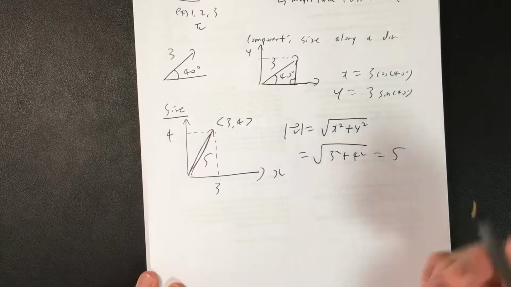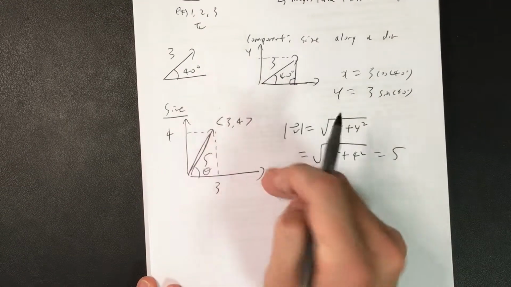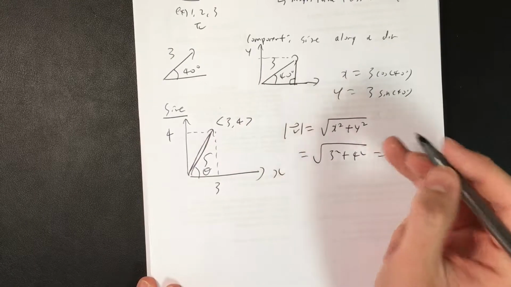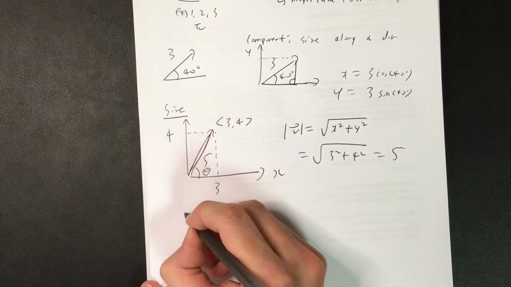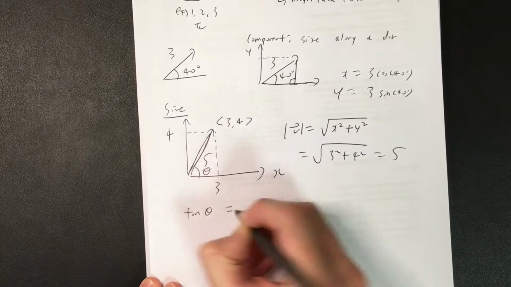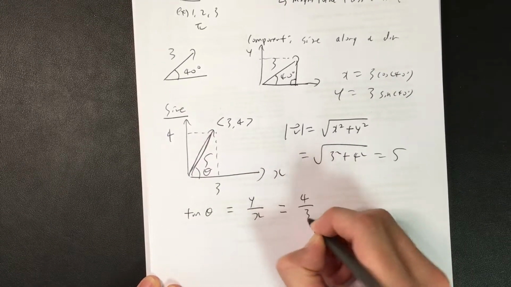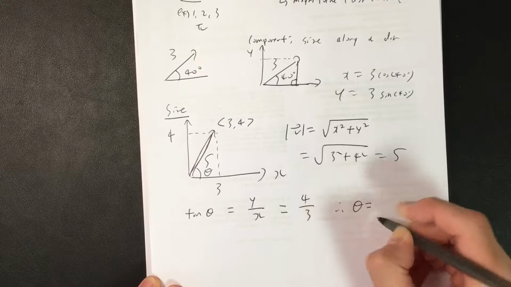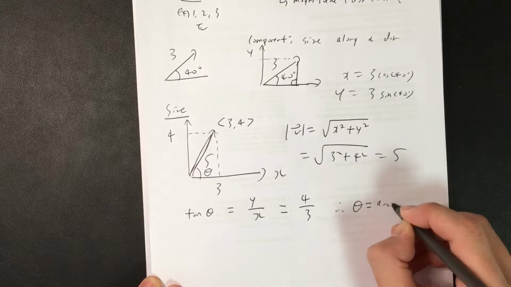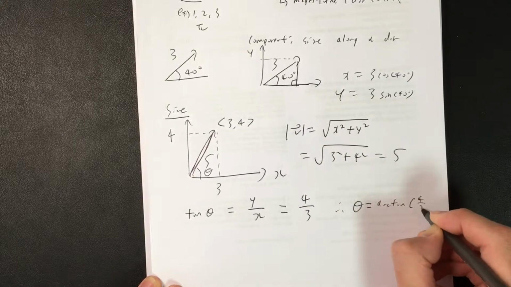If I want to get the angle that it makes along the x direction, then I can also use trigonometric identities, in which tangent of theta is equal to y over x. In this case, this would be 4 over 3. Therefore, I can claim that the angle theta is simply arctangent of 4 over 3.